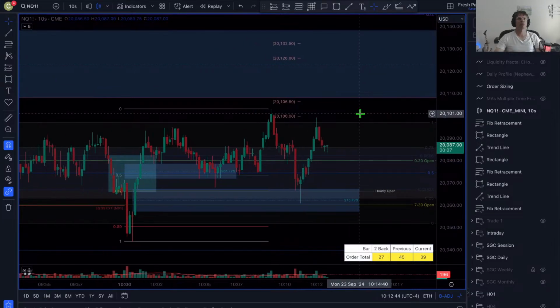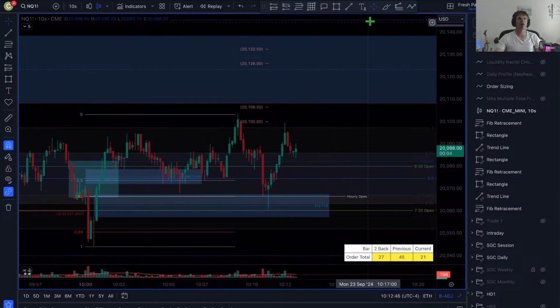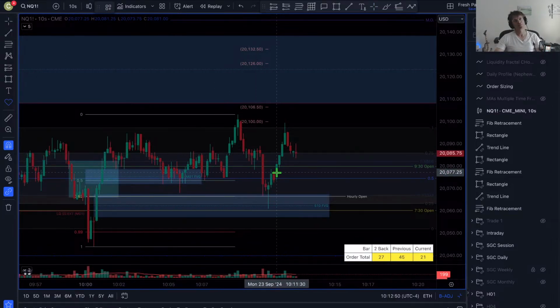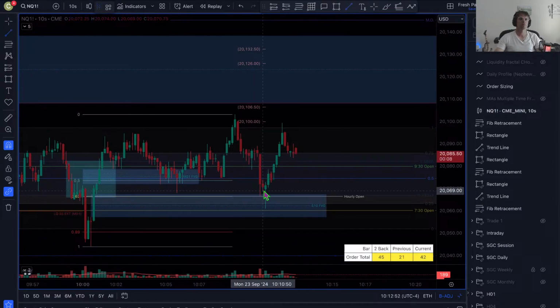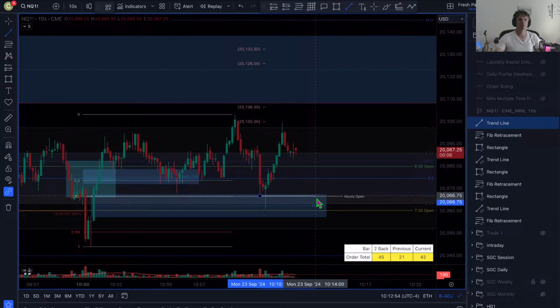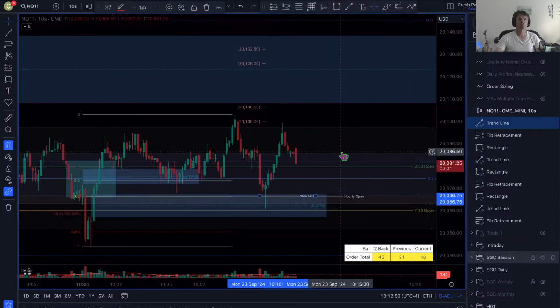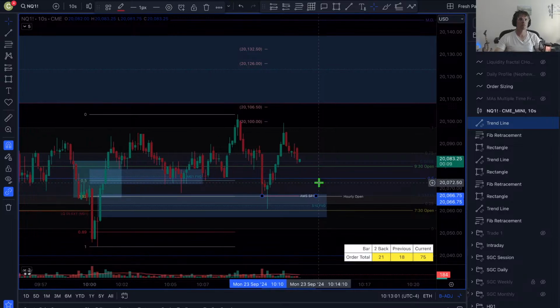So what I'm waiting for on the S10 for confirmation would be a higher high right now. I mean, a higher low. It's still possible.